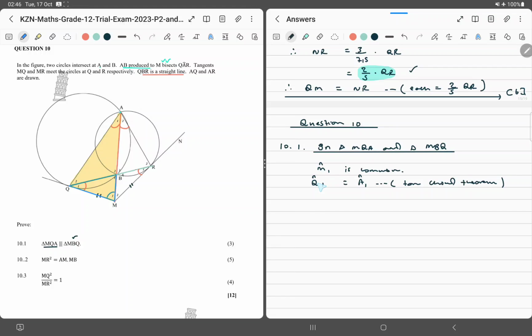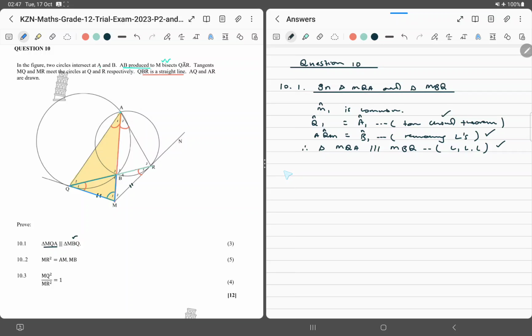So MQA is going to have Q1 plus Q2. So we can just say AQM. AQM is going to be equal to B1 in the other triangle. What is that? These are the remaining angles. So therefore, triangle MQA is definitely similar to triangle MBQ because they are equiangular. Okay, so that is great. So 3 marks, guys. This statement and the reason is important. The tan chord theorem is important. And essentially, you get an extra mark either for the remaining angles or for the common one. It just sometimes gets overwhelming.